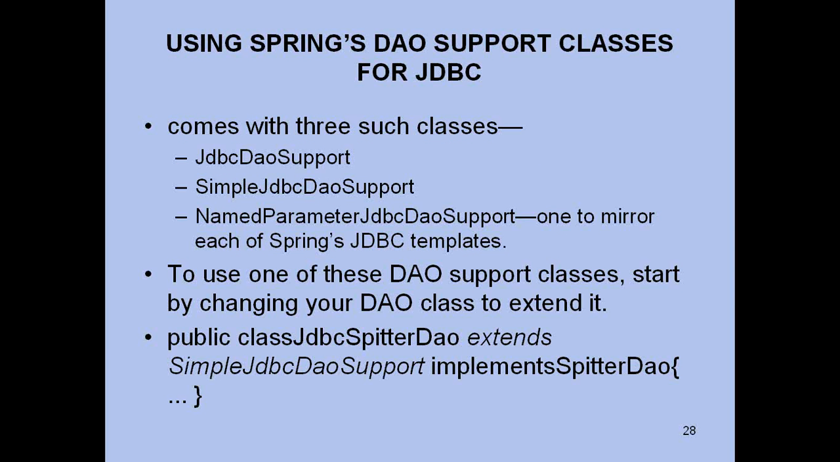Now, Spring DAO support classes come again in 3 flavors, similar to the JDBC templates. The base is JDBC DAO support class. The second one is simple JDBC DAO support class. The third one is named parameter JDBC DAO support, one to mirror each of Spring's JDBC templates. Similar to the JDBC template, here we have 3 classes. To start using these classes, you just need to extend simple JDBC DAO support class.